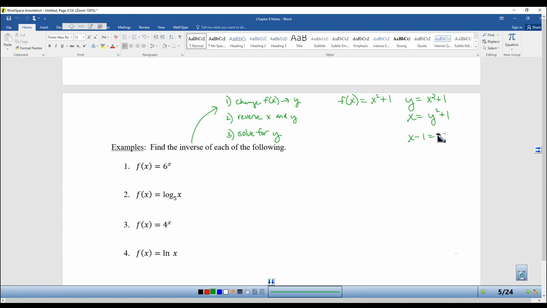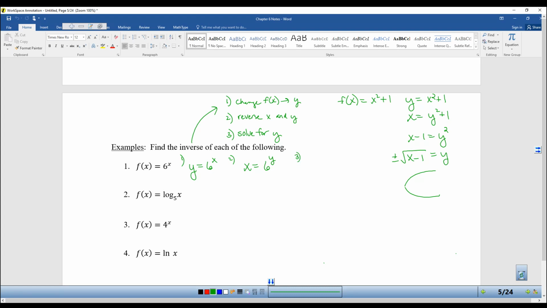So I would subtract 1, and then I would do the square root. This is not actually an inverse function because it's both the positive square root and the negative square root, which doesn't pass the vertical line test. But that is the inverse. Those are the steps. So we're going to do those same steps. This is y is equal to 6 to the x. I'm going to reverse x and y. So now I have x is equal to 6 to the y. And then step 3, I'm going to solve for y.